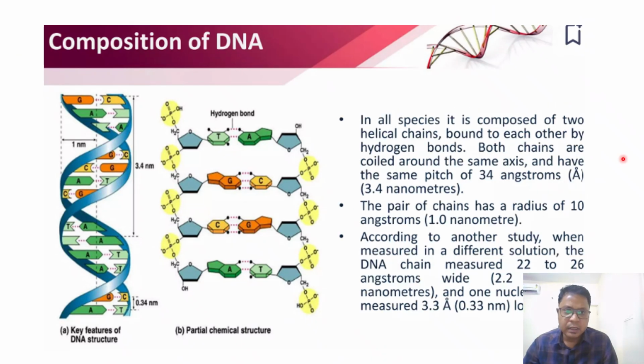In all species, it is composed of two helical chains bound to each other by hydrogen bonding. Both chains are coiled around the same axis and have the same pitch of 34 angstrom, or 3.4 nanometers. The pair of chains has a radius of 10 angstrom, or 1 nanometer. According to another study, when measured in a different solution, the DNA chain measured 22 to 26 angstrom. So this is the overall composition of DNA.